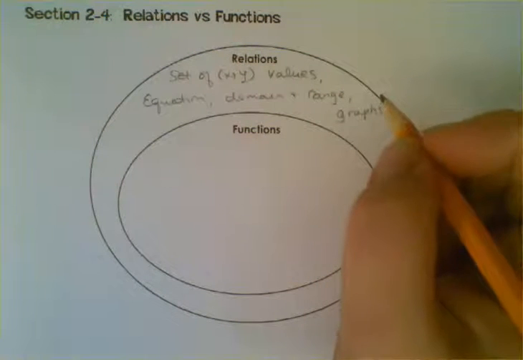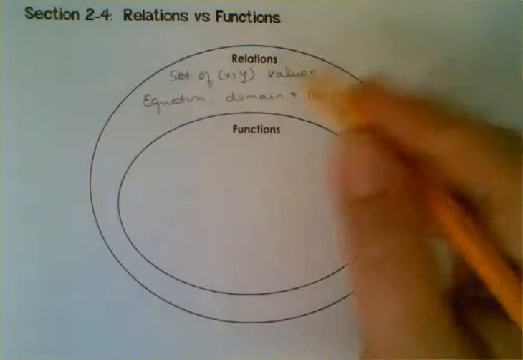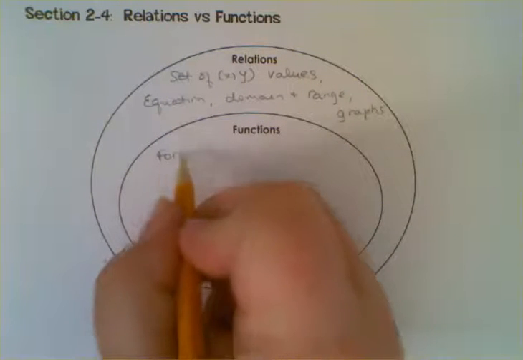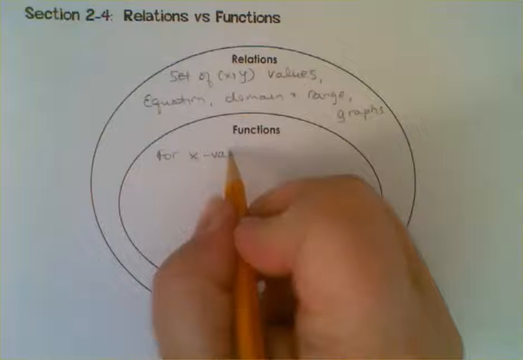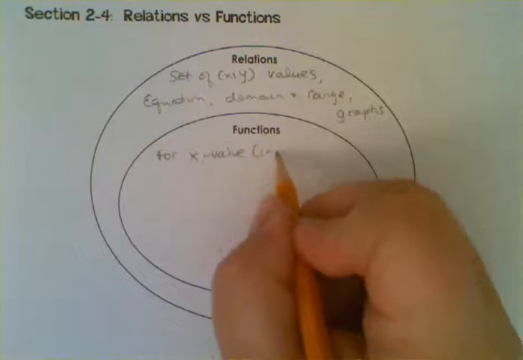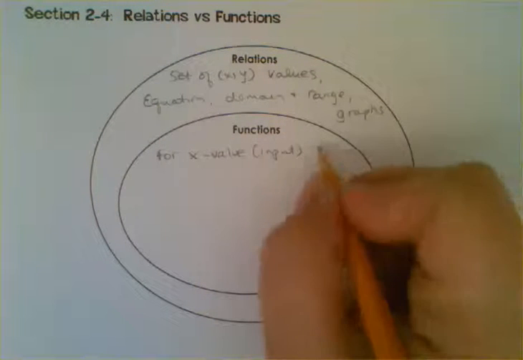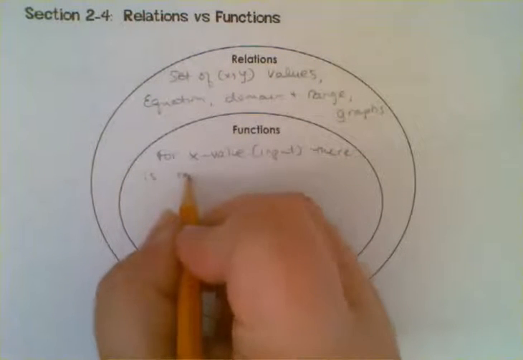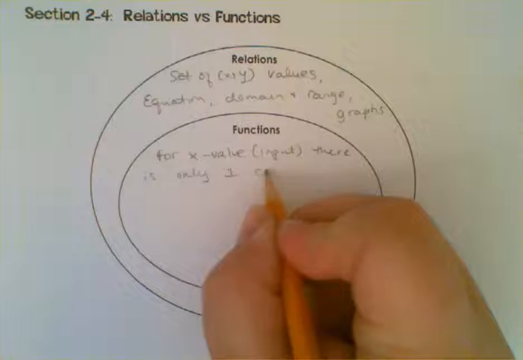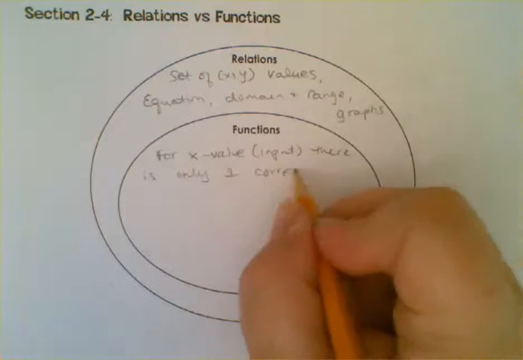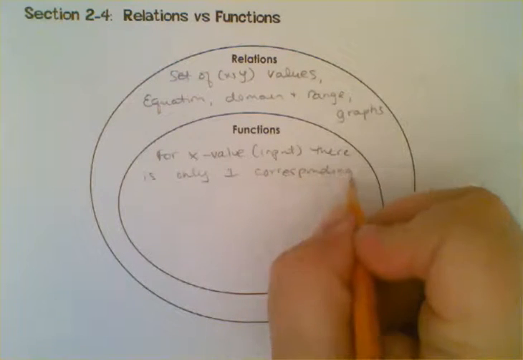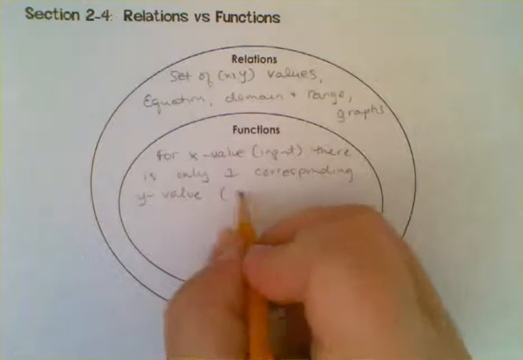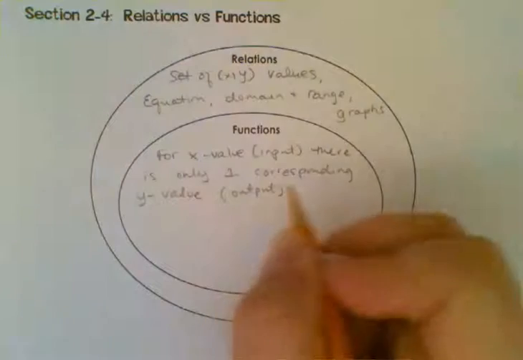But there's one thing that distinguishes between the relation and the function. And this is it. For each x value in a function, or the input, there is only one corresponding y value. So let me give you an example.